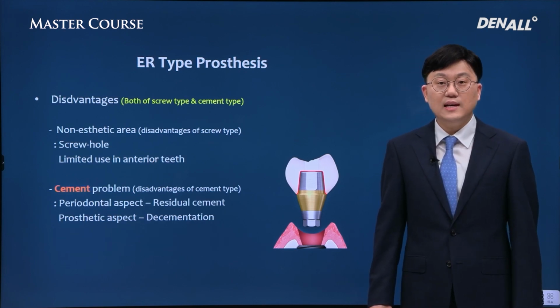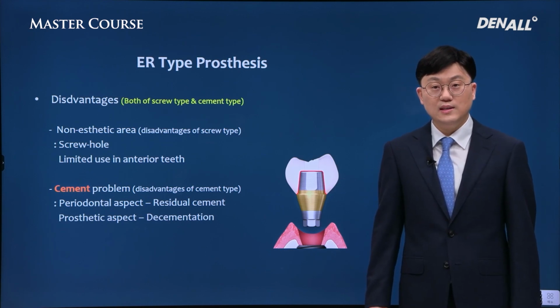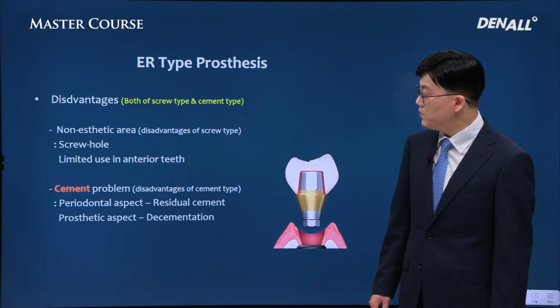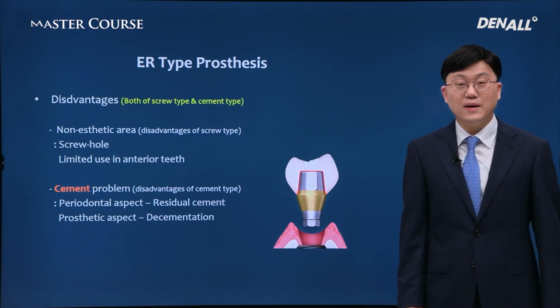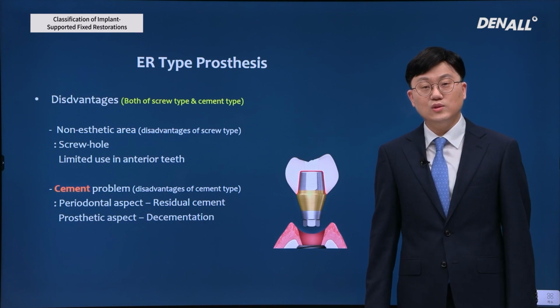The downside of ER type is that because it has a screw hole, it cannot be used in aesthetic zones. Also, because it uses cement, there can be potential periodontal issues because of residual cement.